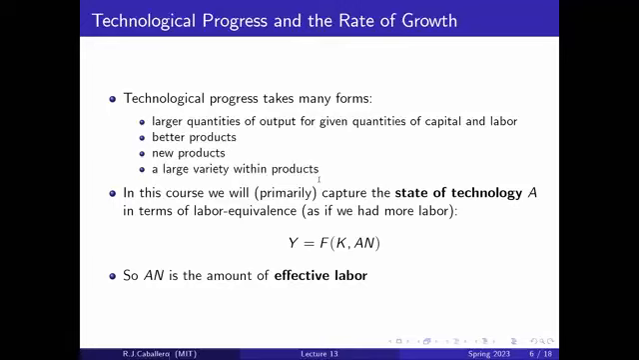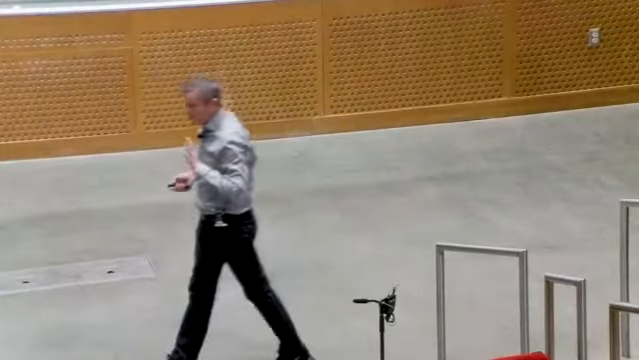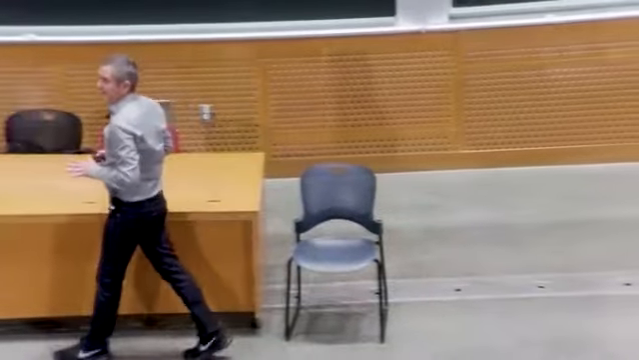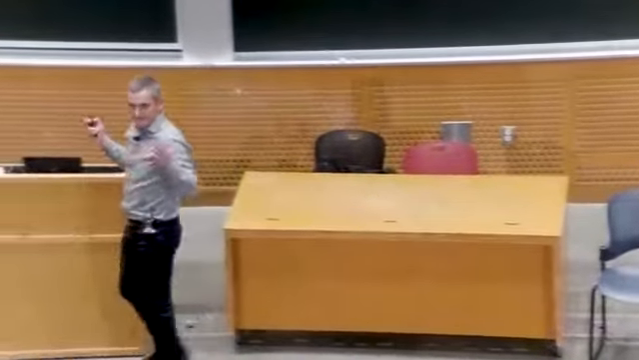And that's what I mean. Even within a product, you can get more variety, and more variety improves welfare because you can align the needs better with the product, and so on. But we're going to make it very simple. In this course, we're going to model technological progress as if it was workers.